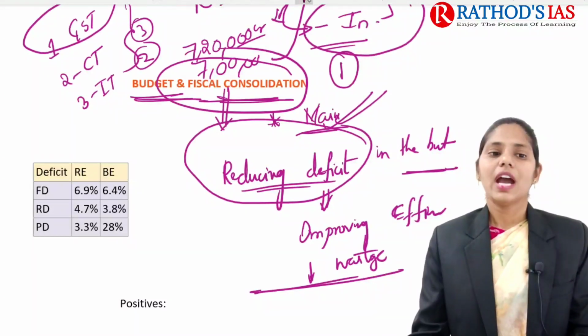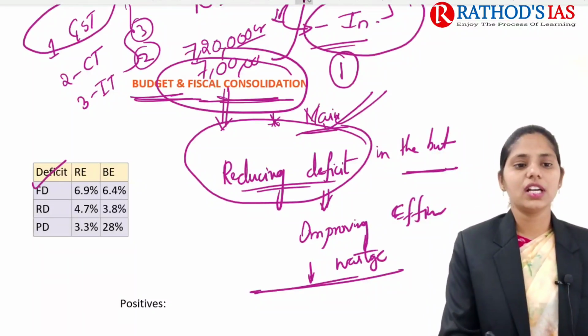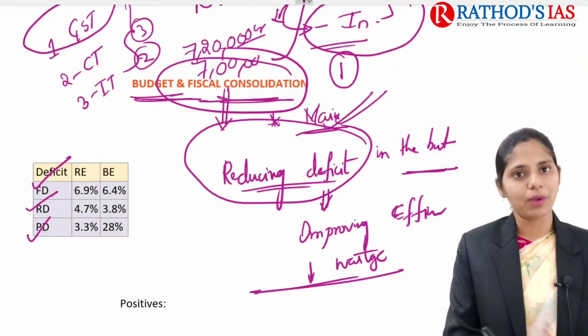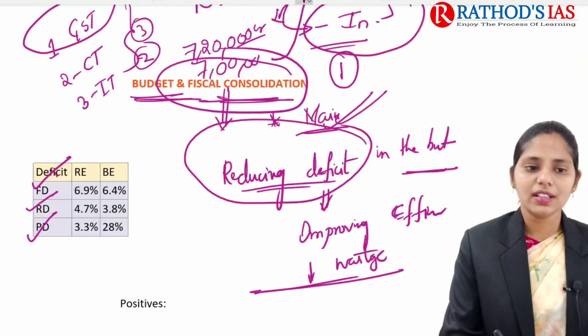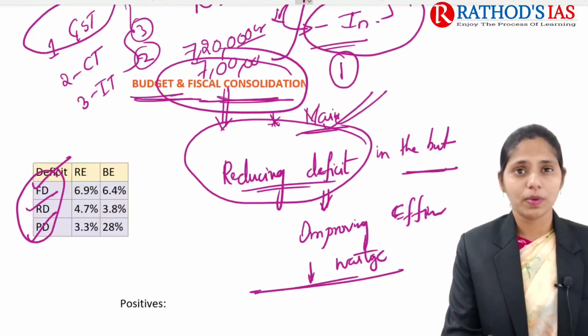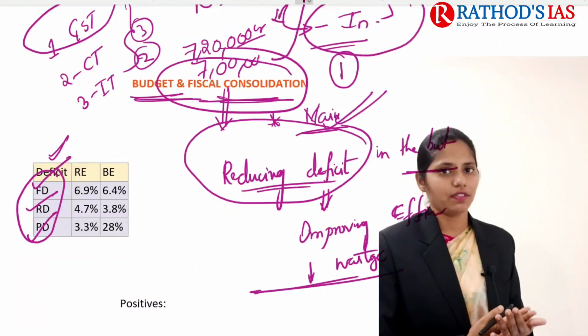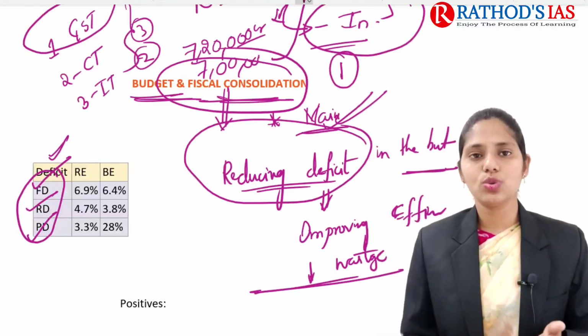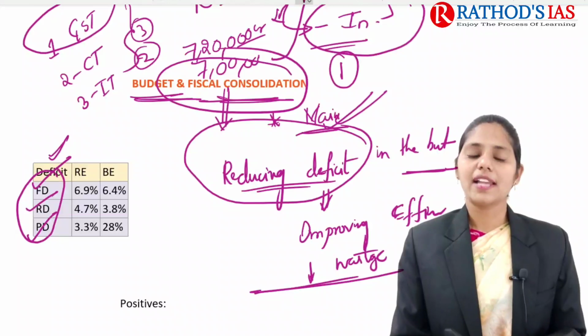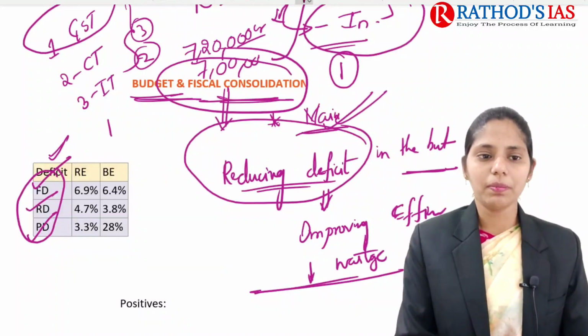If you're talking about deficits, we have the fiscal deficit, the revenue deficit, and the primary deficit. Regarding these basics, I think you might already know. If you are not sure about the fiscal deficit, revenue deficit and primary deficit, please do some research regarding these deficits. Actually, these deficits can become your prelims question.